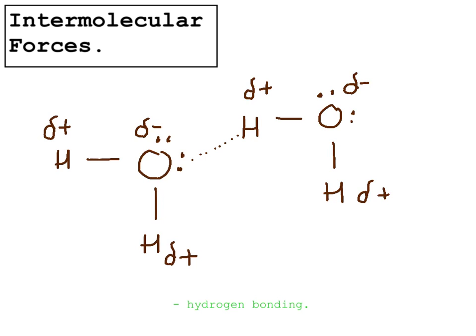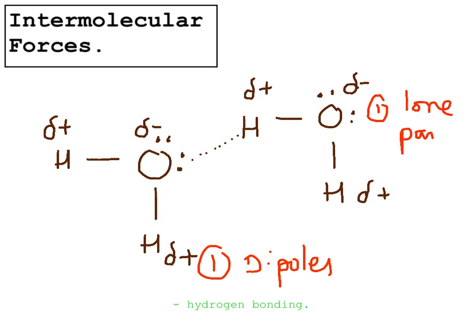So to summarise, you get 1 mark for drawing all the dipoles, all of them. You get 1 mark for drawing all the lone pairs, and you get 1 mark for drawing the attraction. And you must draw all the lone pairs and all the dipoles. That is very important.